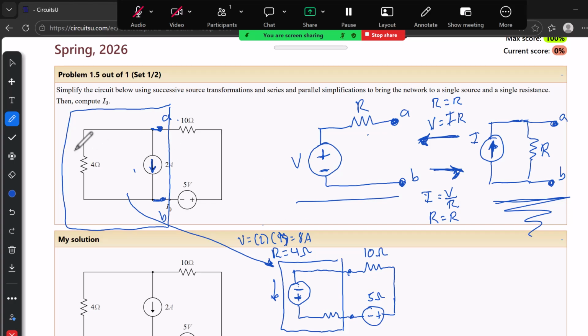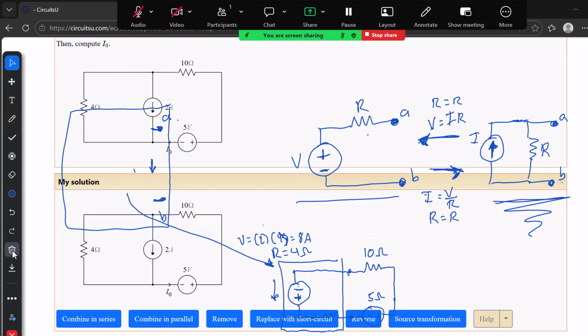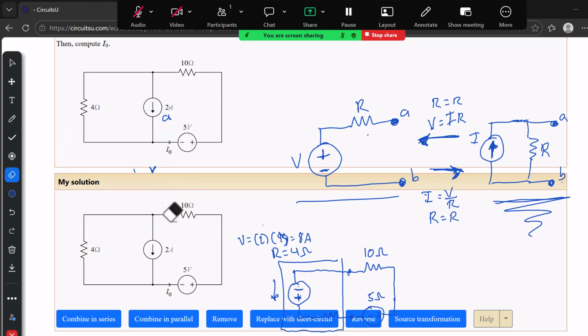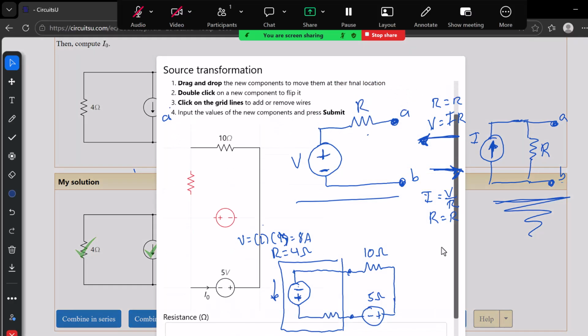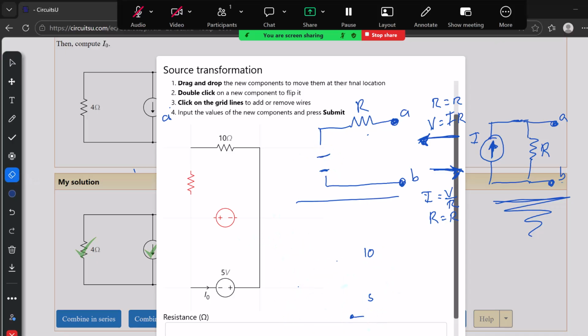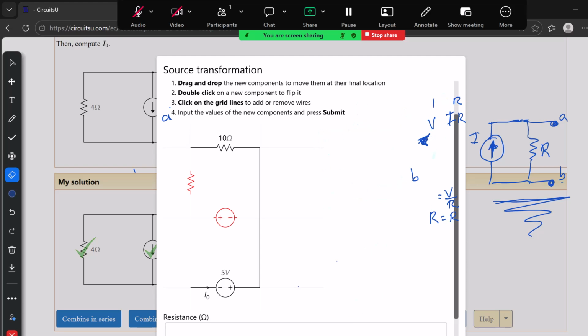So how do we do this in CircuitsU? Well, let's just go into the circuit here. I will clear some of the drawings, and then I will select my current source and my 4 ohm resistor, and then I'm clicking on source transformation. Now it's going to give you a small window, let me erase more here, where if you notice, there's the chunk of circuit that we just did.